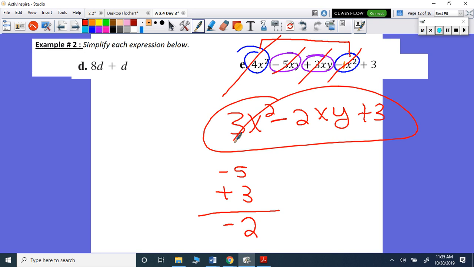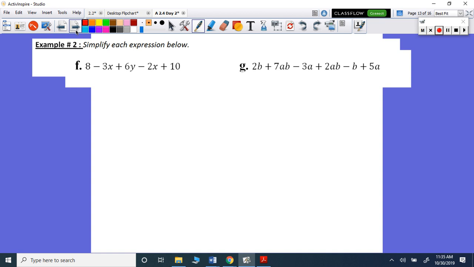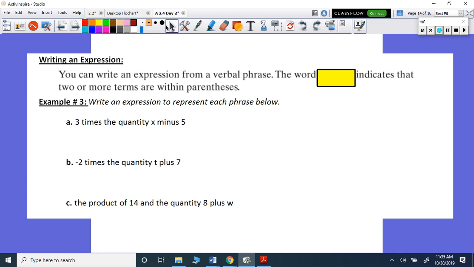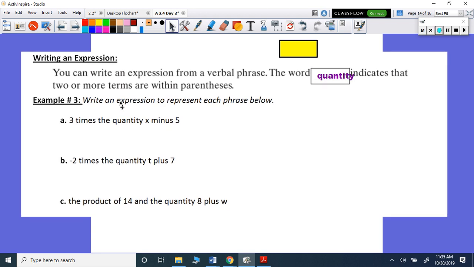All right. I want to jump down. We're going to skip some stuff here, and we're going to jump down to the last part, and this is a review. This will help us for our quarterly test on Friday. The word quantity indicates 2 or more terms are within parentheses. We did this before. What operation is times, guys? Multiplication, right? So 3 times the quantity x minus 5. Times means your 3 is outside the parentheses. We just learned that quantity means parentheses.